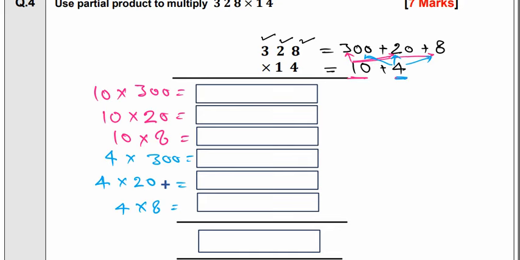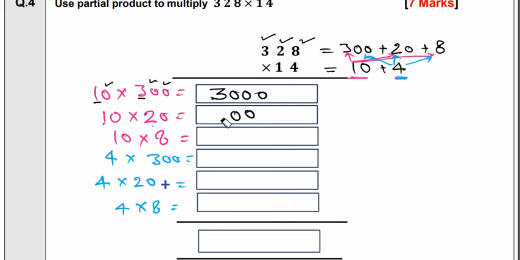Now, how do I solve this? If you don't know 10 times 300, this is a big number. So what will you do? 1 times 3. How many 0s? 3 0s. 1 times 2. How many 0s?